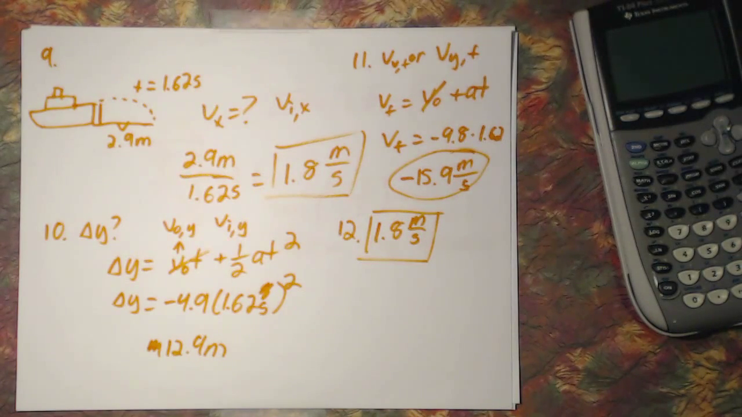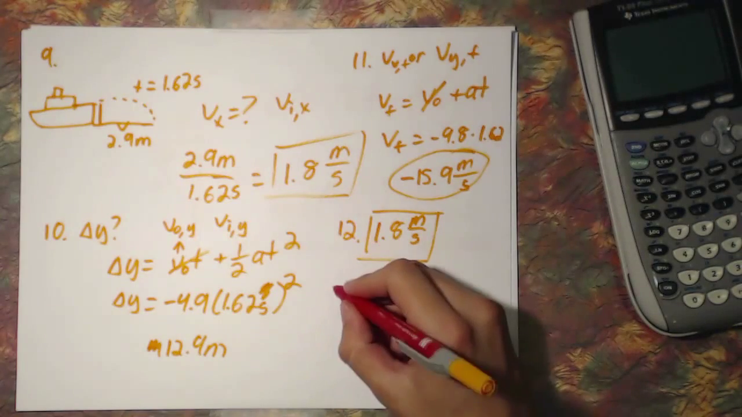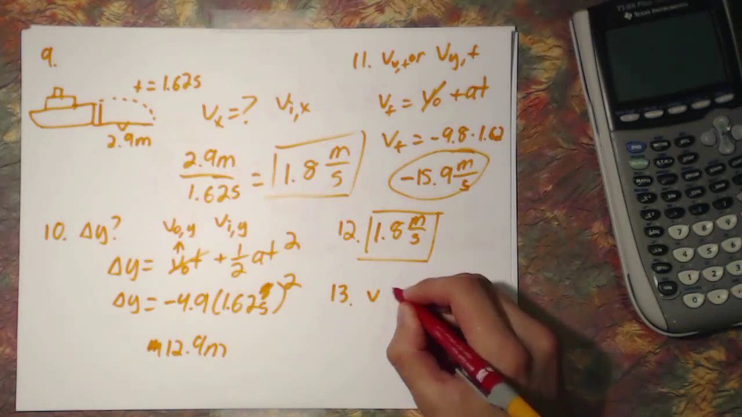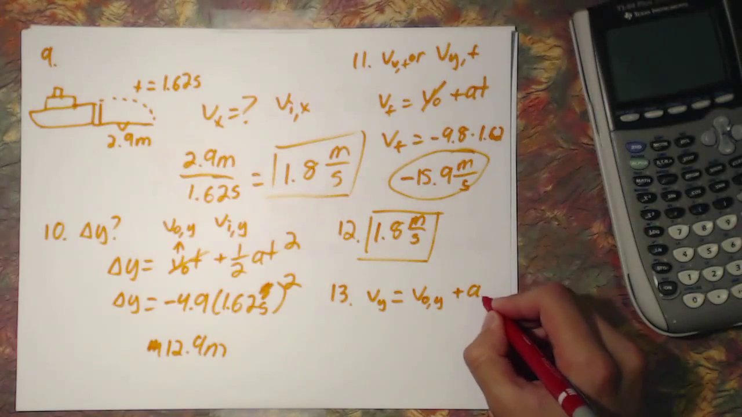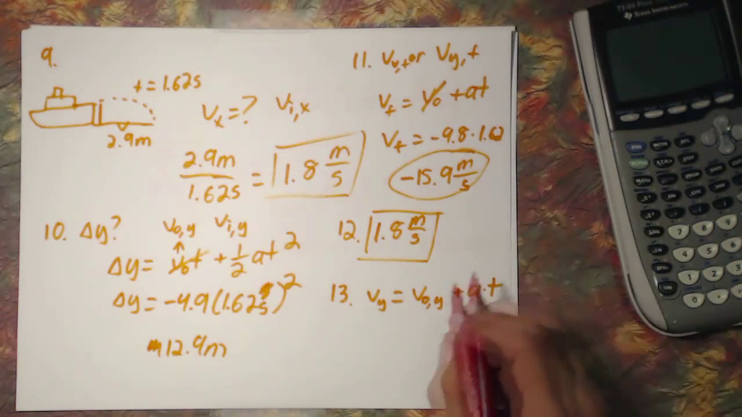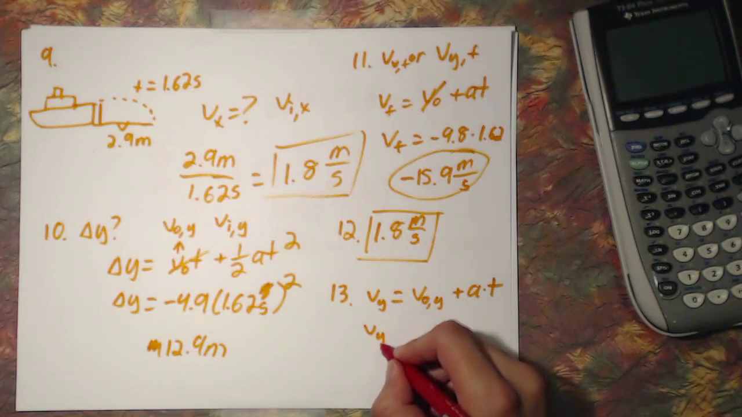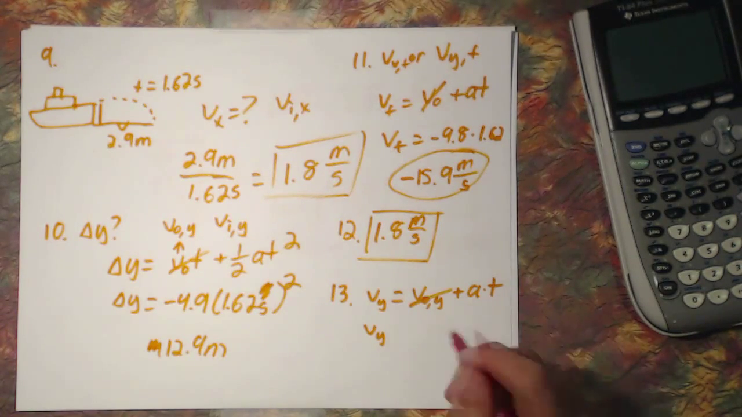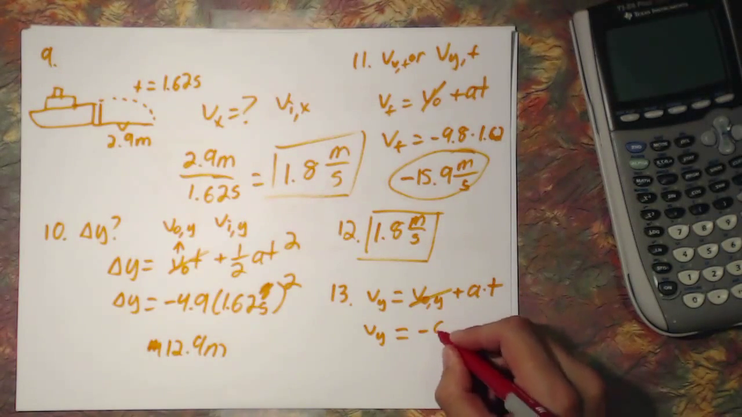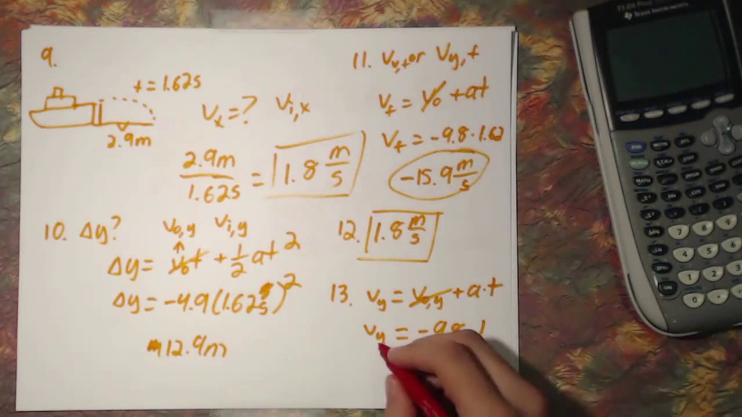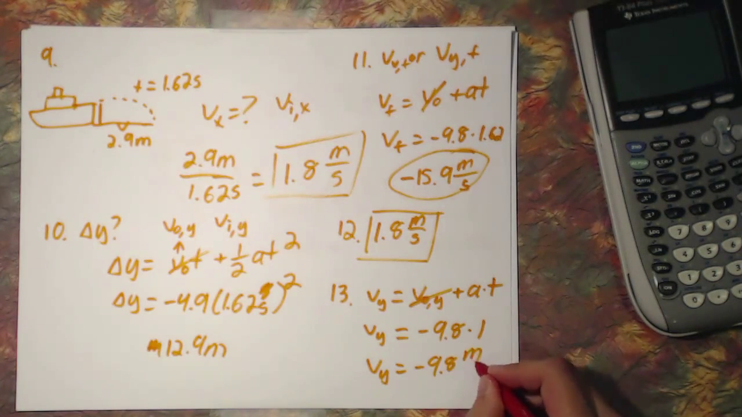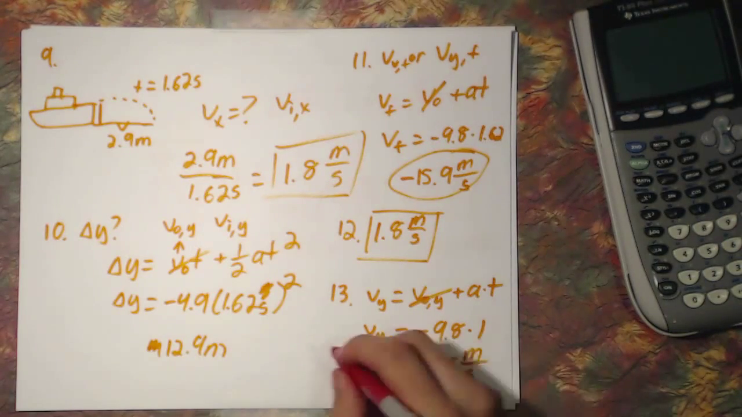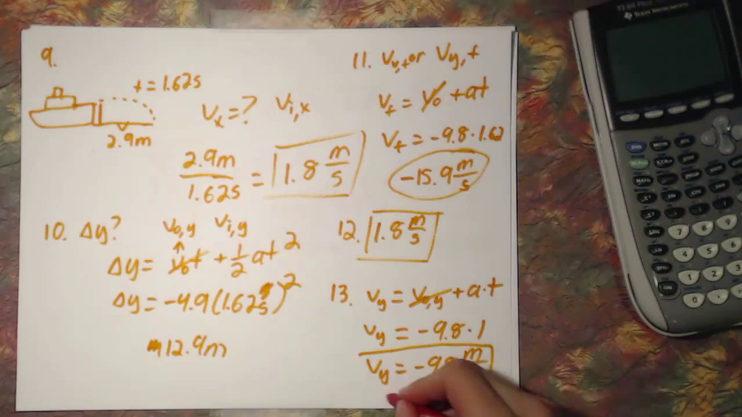Question 13 says, what is the vertical velocity of the puck after 1 second? To find that, we're going to use our y velocity equals our initial y velocity plus acceleration times time. There's no initial velocity in the y direction, otherwise known as the vertical direction. So it's going to be negative 9.8 times 1 second, so it's just going to be negative 9.8 meters per second. I guess I should box all these.